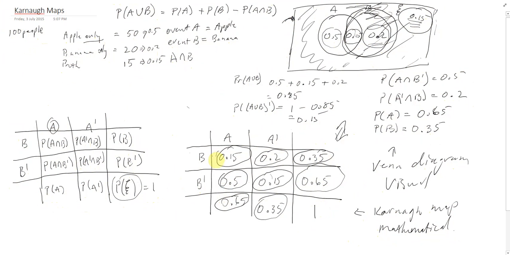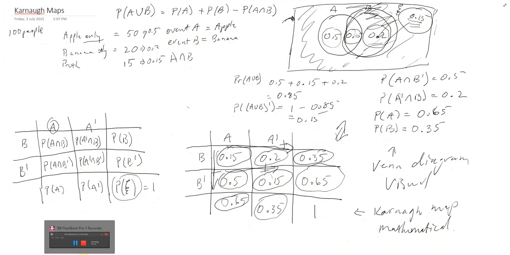So there you go. Remember, to get these bottom ones, you add those up, and you can add sideways up to get those as well. So there you go. That's all there is to it for the Karnaugh maps. So good luck with those.